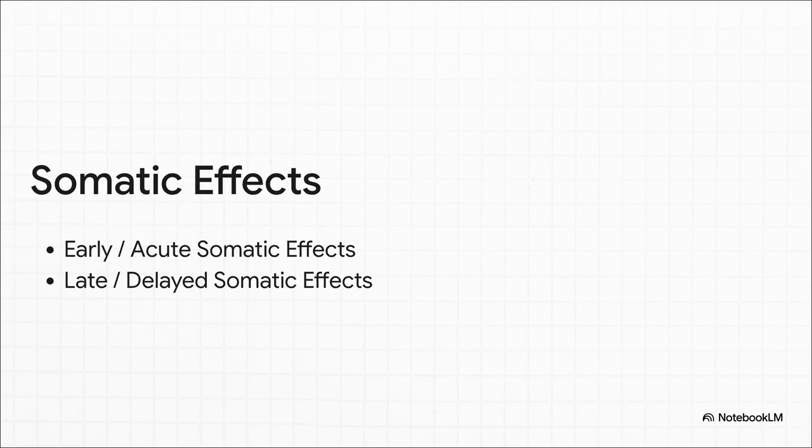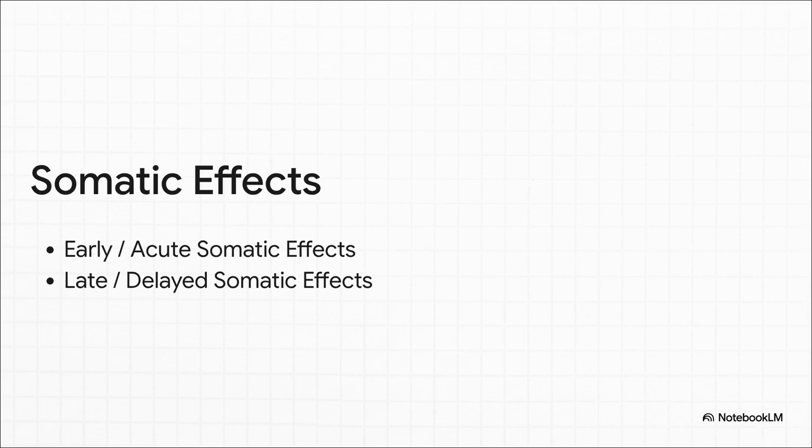First, we have early or acute somatic effects. These show up really quickly. We're talking within days or weeks. Why? Because acute effects typically happen in rapidly dividing cell populations, like the skin or the lining of your gut, where cellular damage brings tissue regeneration to an almost immediate halt.